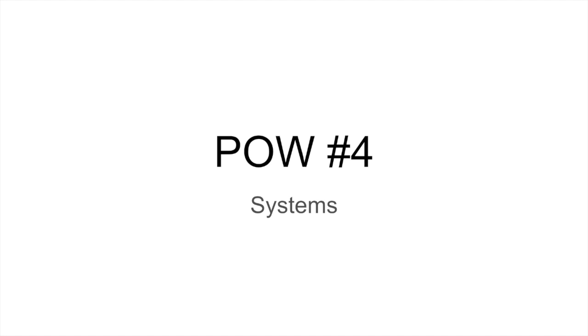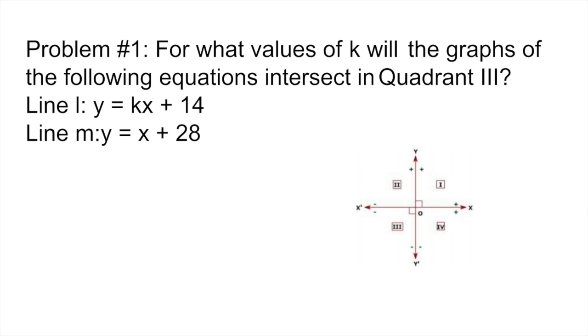This week's problem of the week, number 4, was about systems. Problem number 1: For what values of k will the graphs of the following equations intersect in quadrant 3, which is in the bottom left corner? Line L, y equals kx plus 14, and line M, y equals x plus 28.